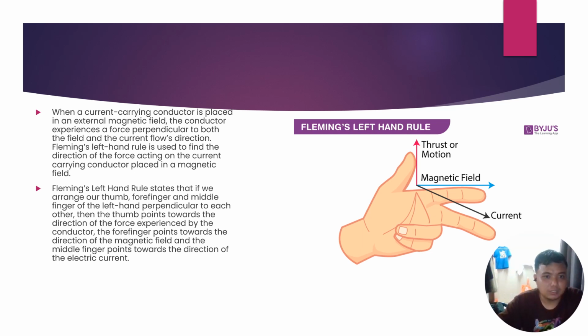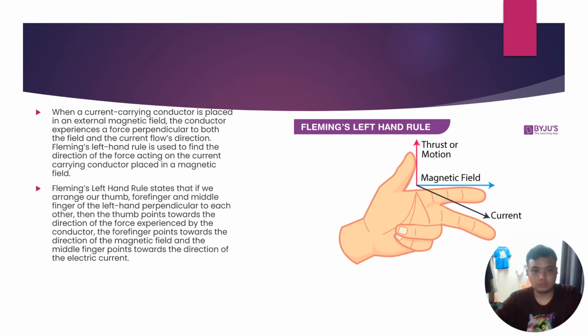Fleming's left-hand rule states that if we arrange our thumb, forefinger, and middle finger of the left hand perpendicular to each other, then the thumb points towards the direction of the force experienced by the conductor, the forefinger points towards the direction of the magnetic field, and the middle finger points towards the direction of the electric current. So it is the same as the Fleming right-hand rule, but the thumb shows the thrust or motion, the forefinger shows the magnetic field, and the middle finger shows the current.